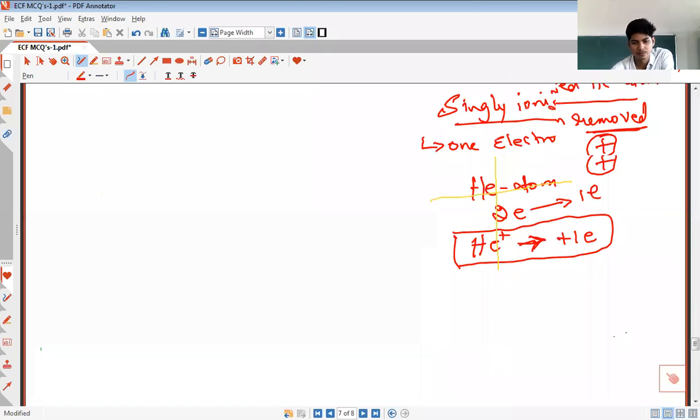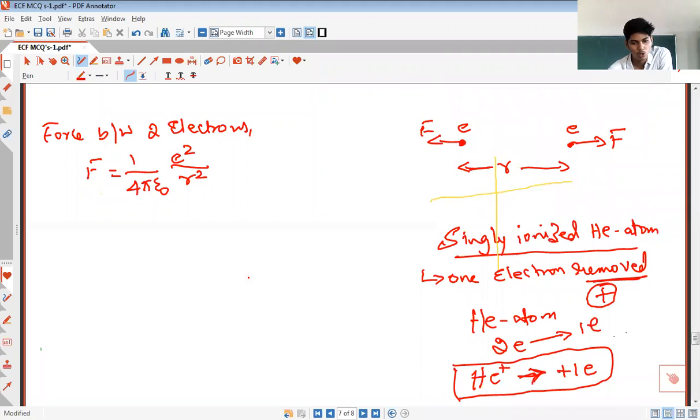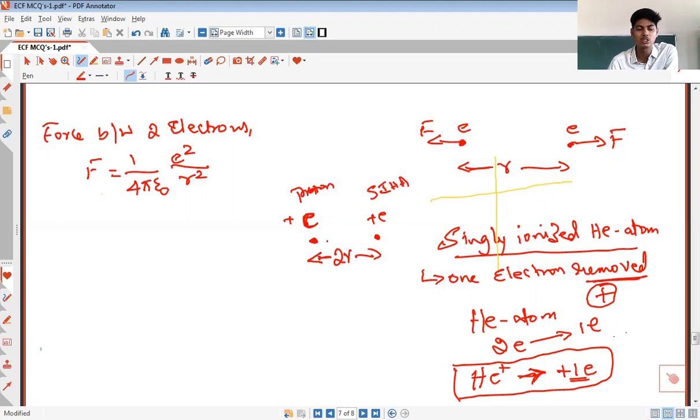Now we need to find the force between a proton and a singly ionized helium atom. Do you know what the charge on a proton is? The charge on a proton is plus e. And what is the charge on a singly ionized helium atom? That is also plus e. So the charge on the proton is plus e and the charge on the singly ionized helium atom is also plus e. This is the proton and this is the singly ionized helium atom, and they are separated by a distance of 2r. We need to find the force between these two now.